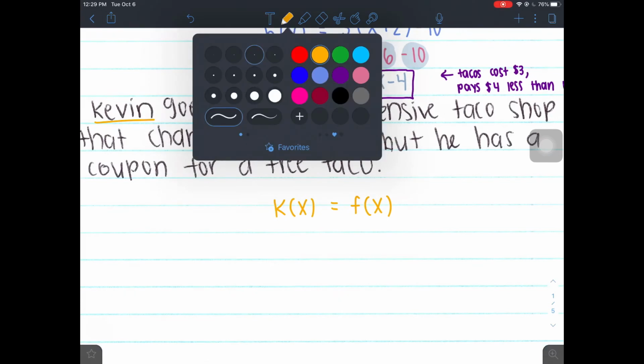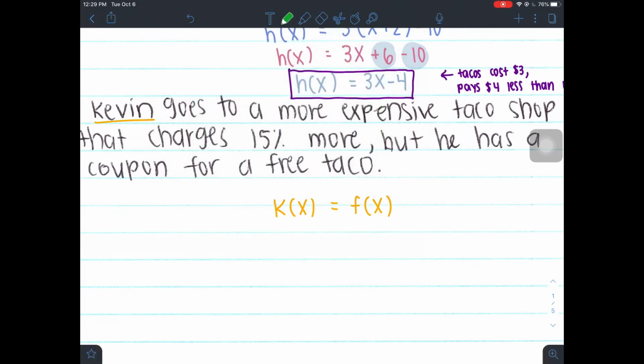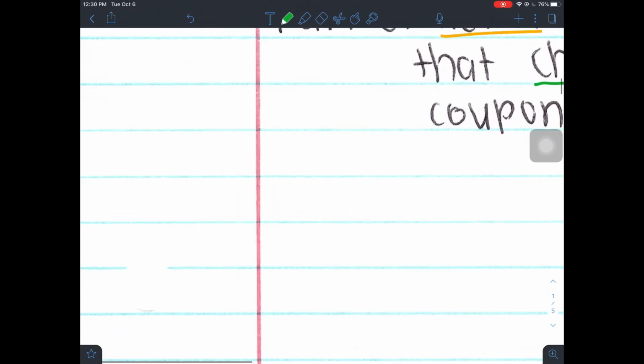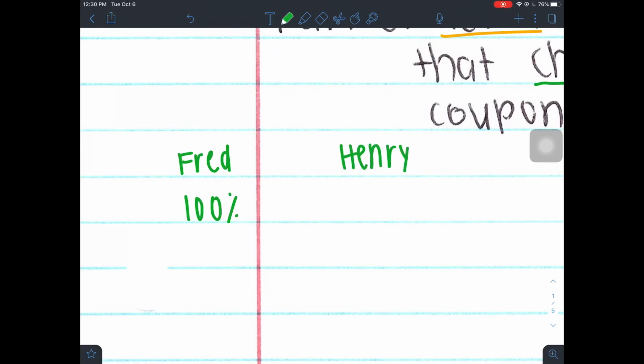Okay, so there's 2 things that we know. The first thing that we know is that he's going to a more expensive taco shop that charges 15% more. It is more expensive, so it's 15% more. Now, Fred goes to a taco shop, right? In his taco shop, he would pay normally on a regular basis 100% of the price, correct? But Henry is going to a more expensive place.